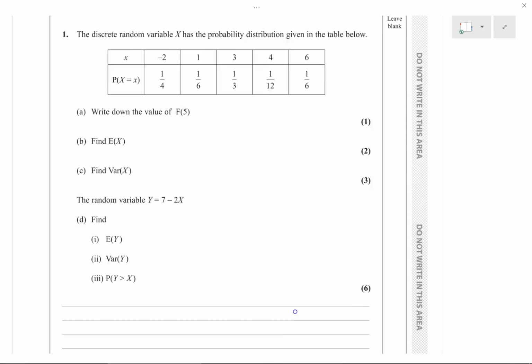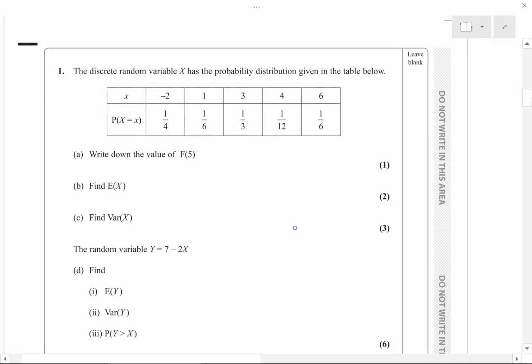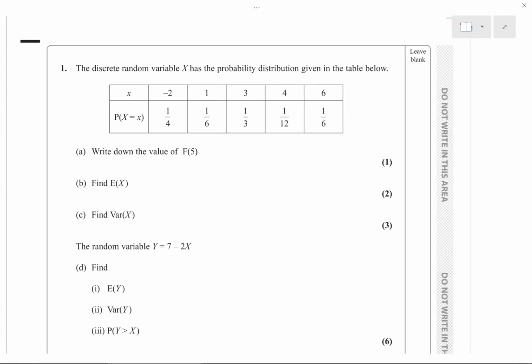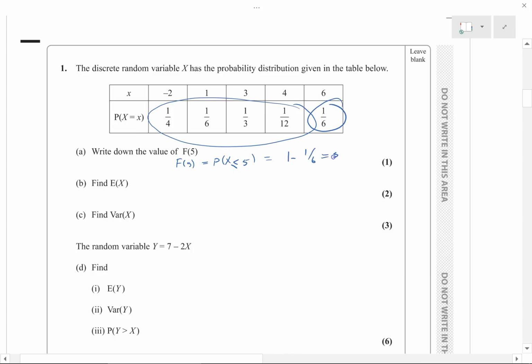First question is a discrete random variable question, and we've got a situation here where we've got all the values up to 4. So F(5) is the probability that the random variable takes a value of less than or equal to 5. It can't actually be equal to 5. So in this case, it means all of the 4 that I've just marked here. So that basically means 1 minus the 1 here. So that's 5/6.